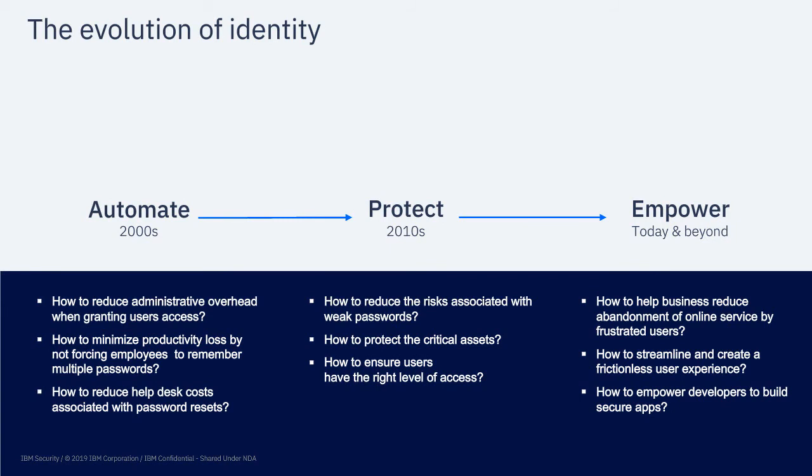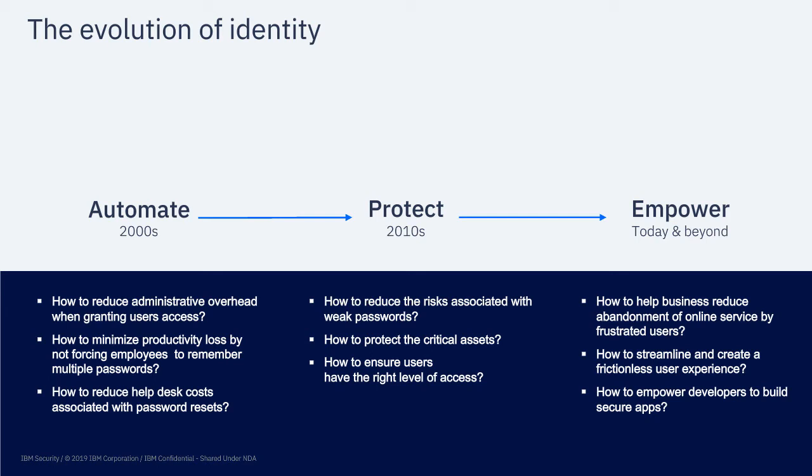Identity and access management has evolved dramatically over the years to become a critical component for many organizations and their strategic initiatives. In the 2000s, it started with back office automation for certain tasks such as granting access to employees and helping with password resets to reduce administrative and help desk overhead. Next, we entered an era all around protection. So weak passwords along with exploiting privileged accounts were the major reasons for some of the significant breaches that you heard of in the news.